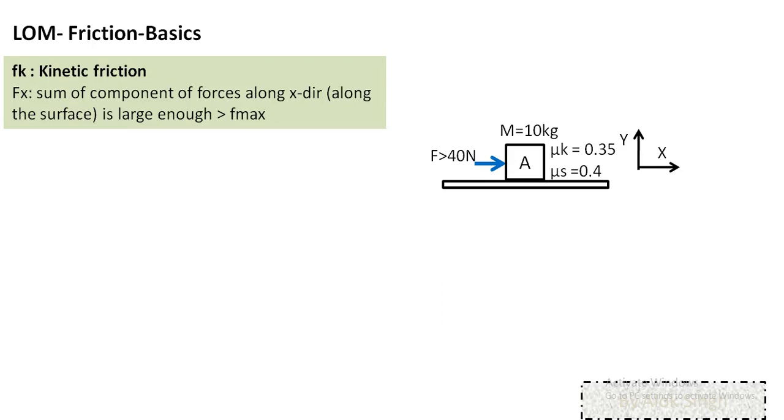So let's move on to kinetic friction. In this case here, suppose Fx is equal to sum of component of forces along x direction, which you have already defined along the surface. If this force is really large enough, how large? If it is greater than maximum possible frictional resistance or maximum possible friction force, then what will happen? The block will definitely move. In this particular case, we have taken mu k is equal to 0.35 and mu s is equal to 0.4.